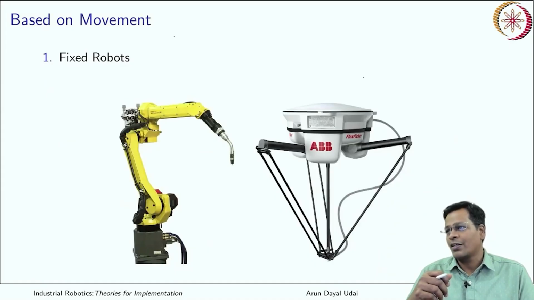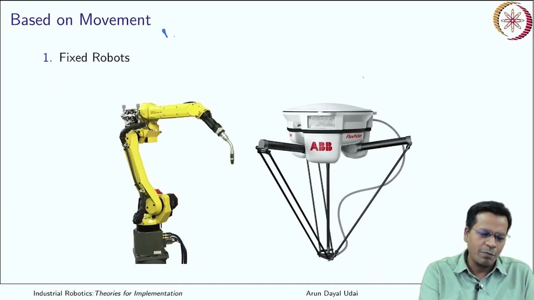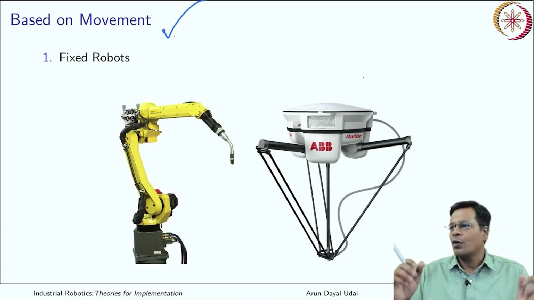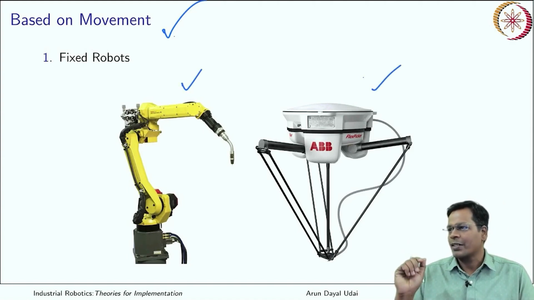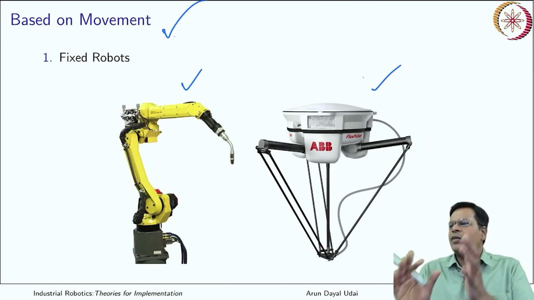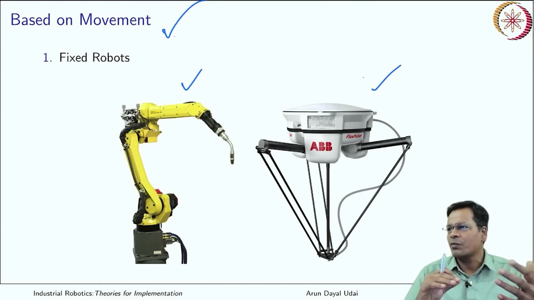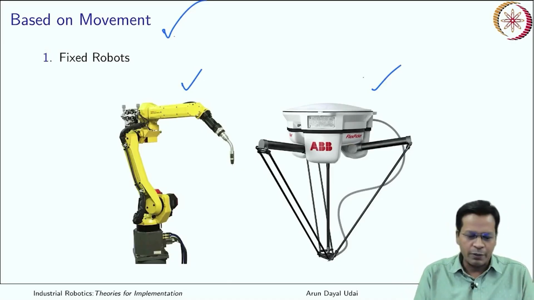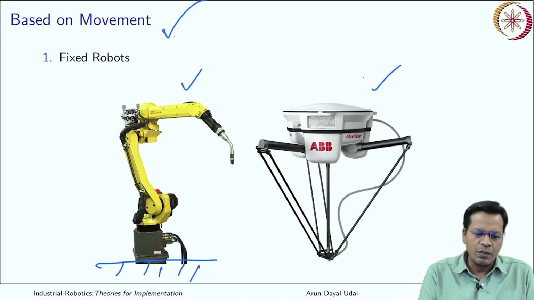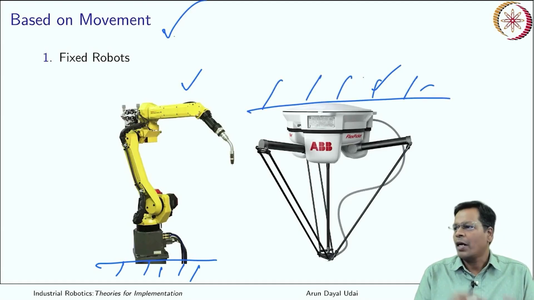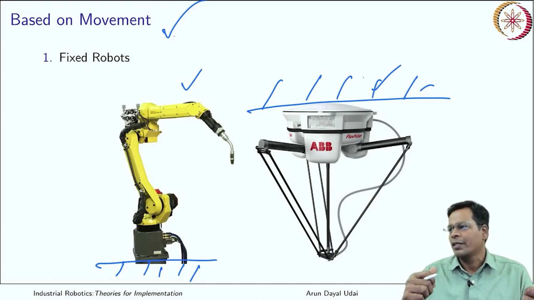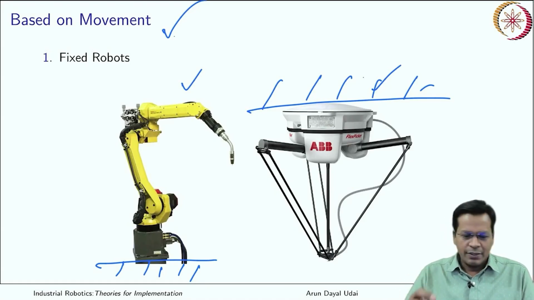And then you have fixed installation robots, based on the movement. I am classifying, okay. One of these is a serial robot, one of them is a parallel robot, so they already fit into one of the categories, but when we start classifying based on the movement, these two robots are fixed base robots. One is mounted on the floor, and this one is hanging from the ceiling, okay. So both of them are fixed. The robot itself is not moving, right?